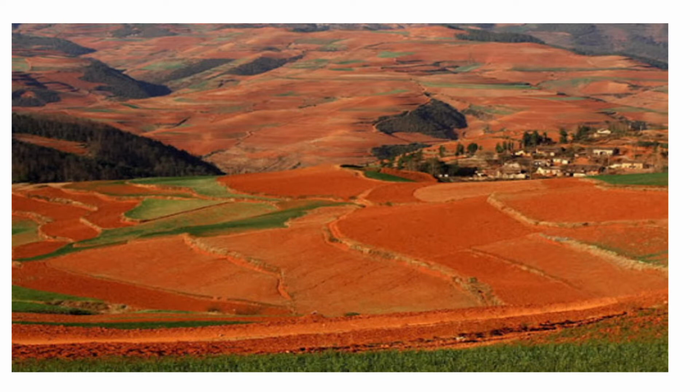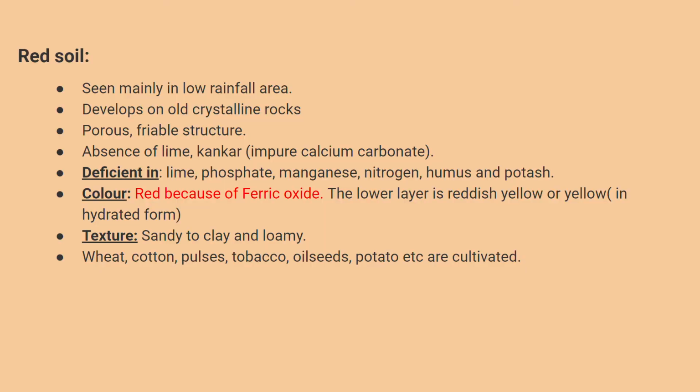So red and yellow soil you will find together. Somewhere it is yellow in color, somewhere it is red in color. So red soil is a little less fertile. It needs different types of fertilizers to grow crops. Red soil is found mainly in the low rainfall areas of peninsular India.